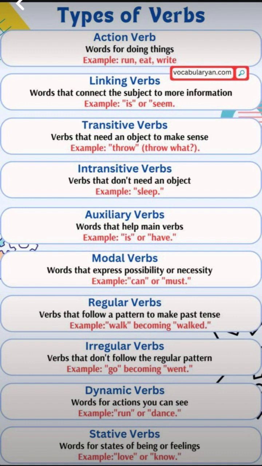Next, let's get into regular verbs. These are predictable. They follow a pattern when forming their past tense. Take the verb walk, for example. In the past tense, it simply becomes walked. Easy, right? But then there are the unpredictable irregular verbs.